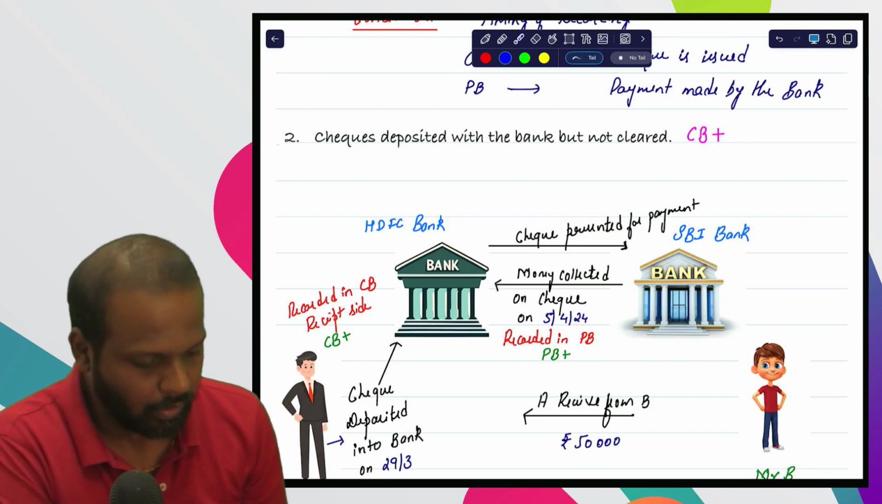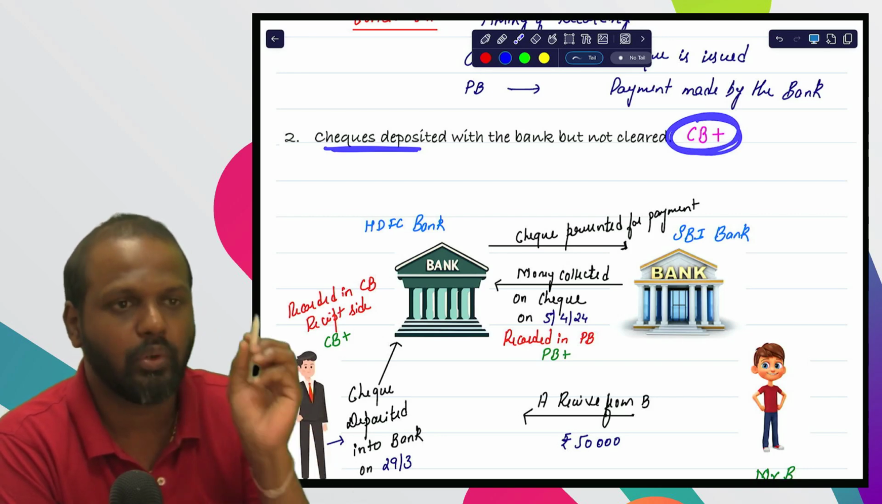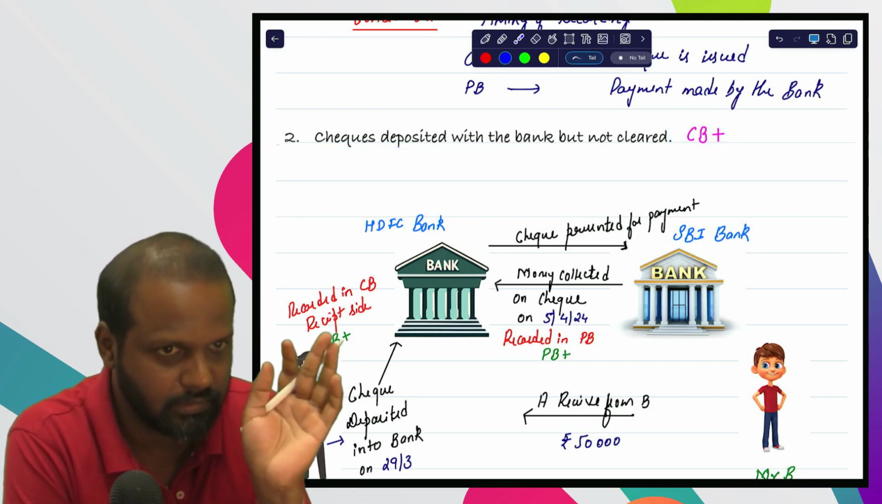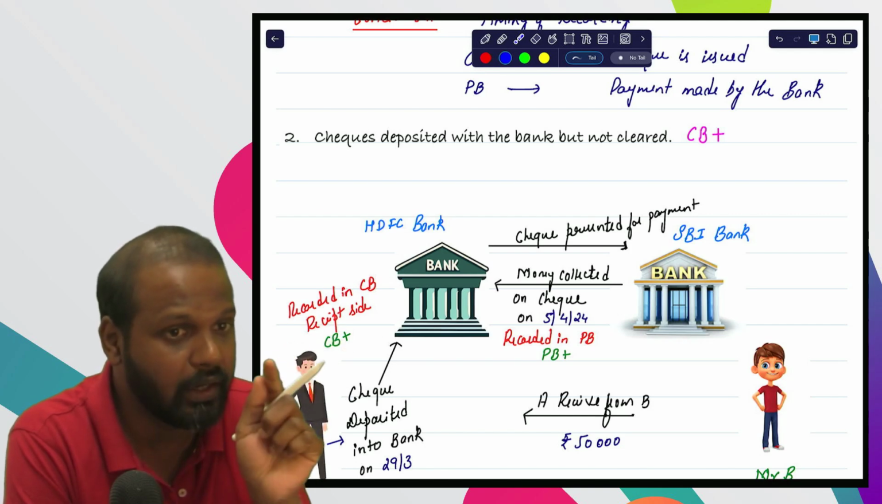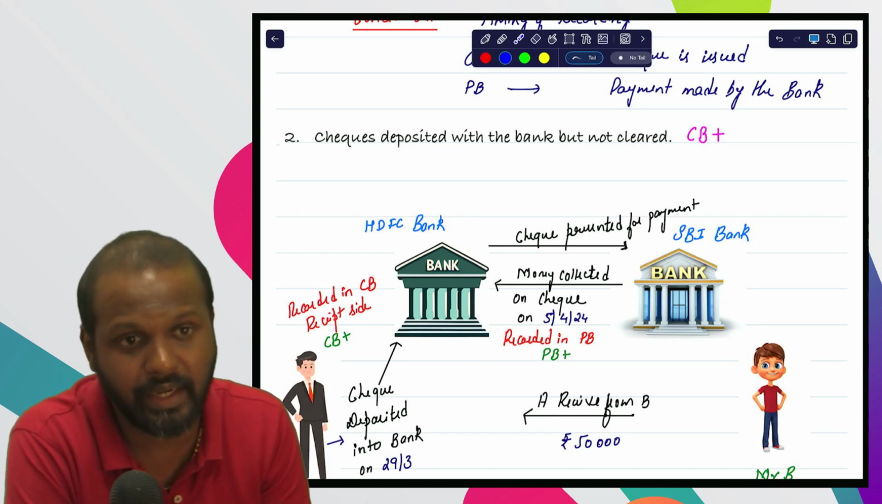Yes. So the day when I deposit the check, I do the entry in which book? Cash book, and I do plus. But there is no entry in which book? Passbook, because check is not yet cleared, not yet credited.